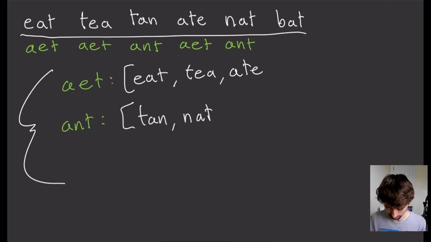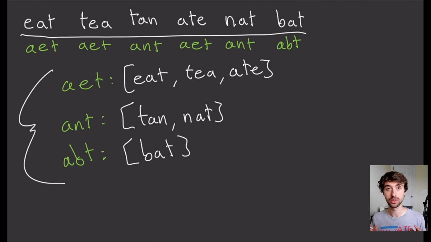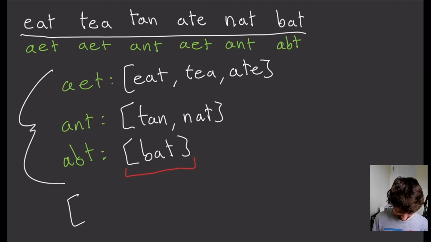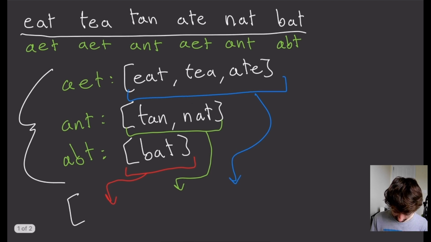And then last but not least, we have bat, which ordered is ABT. We haven't seen ABT before, so we'll add it. And then we will insert bat. And that's the end of all the words. So now our dictionary looks like this. And then the final thing we have to do just to get it into the form that the solution requires, we can just make a new array, and then we can add each of these into it, like this. So then what we'll be left with is an array of arrays.